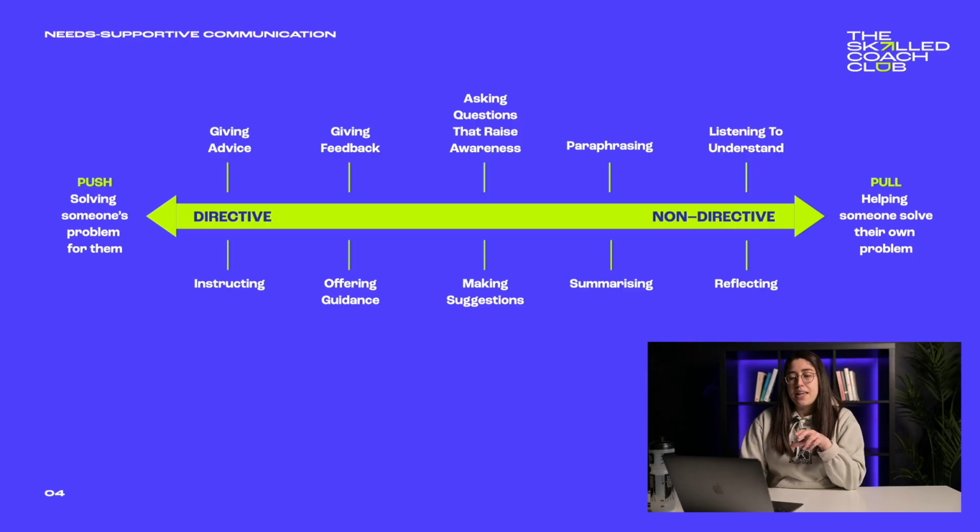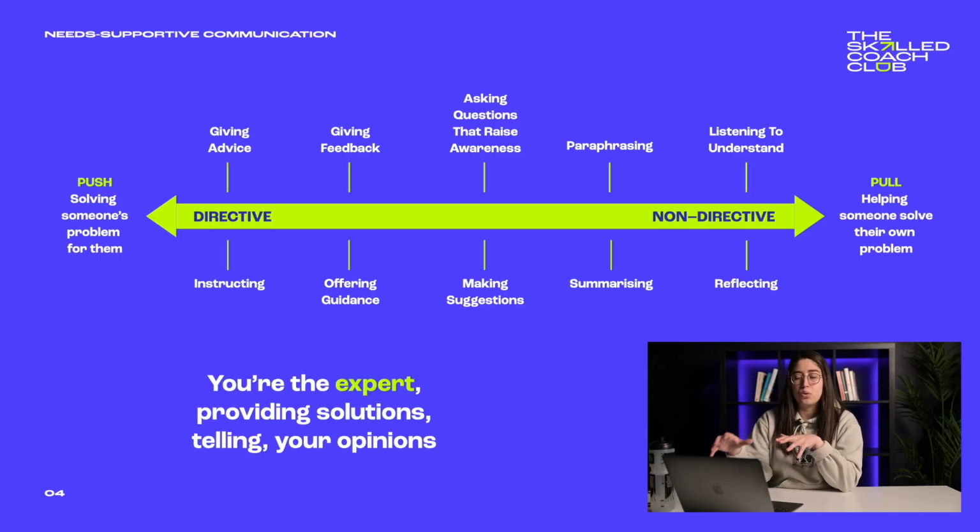And what we're talking about here is really our communication can either be really directive, like on the left-hand side, and this is where we'll be doing things like giving advice, instructing, and this might be at times undermining those needs, or we can be more non-directive, which is when we start moving towards the right side, and we're doing things like summarizing or paraphrasing, and this is much more likely to be need supportive.